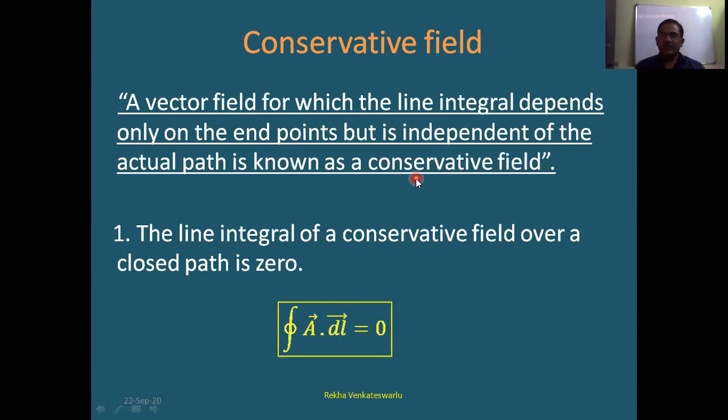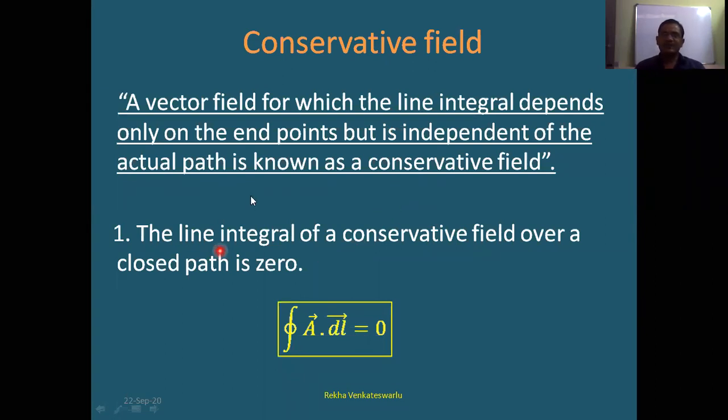A vector field is said to be a conservative field if the line integral of that vector field depends only on the initial and the final points of the particle, but not on the path followed, or it is independent of the actual path followed. Okay. So there are some characteristics for the conservative field.